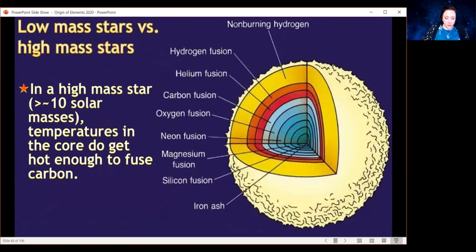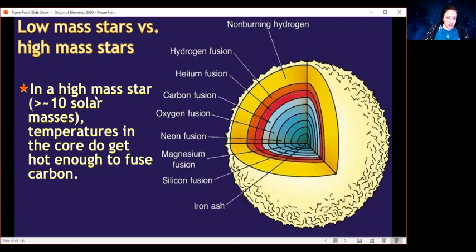So here we have what happens after you've been through all the different types of fusion that you can do. You started out with hydrogen fusion, then you had helium fusion, then carbon, then oxygen, then neon, then magnesium, silicon, and what's left behind here is iron. The problem is that once you get to iron, you can no longer fuse elements to make energy. And so at this point, the star is going to die pretty rapidly.